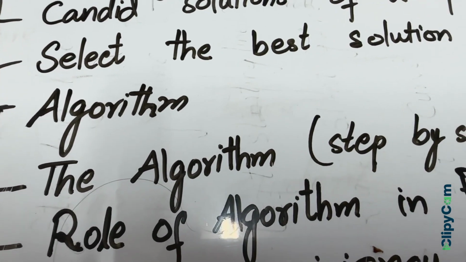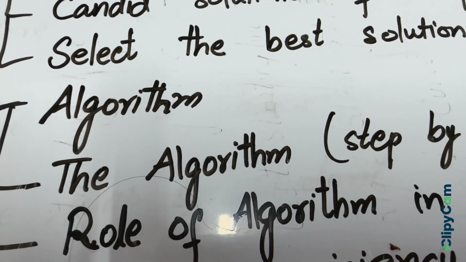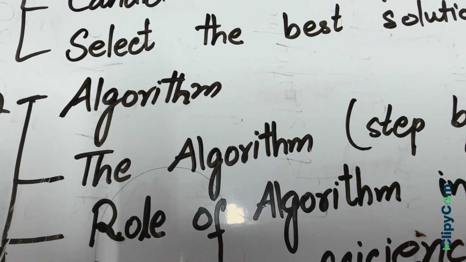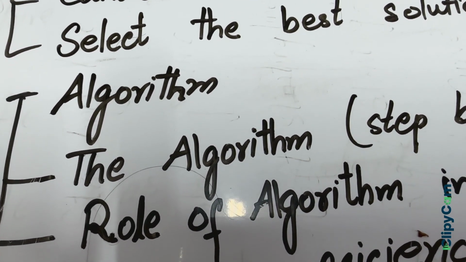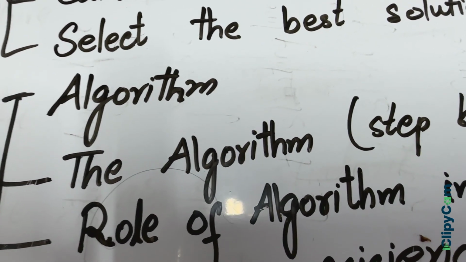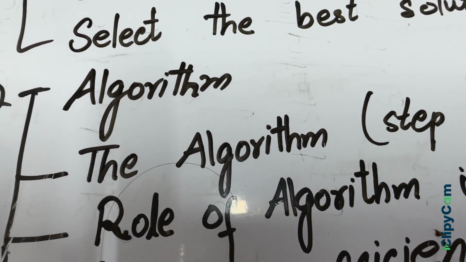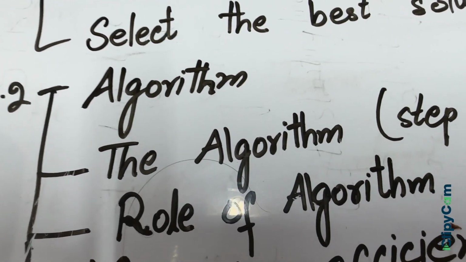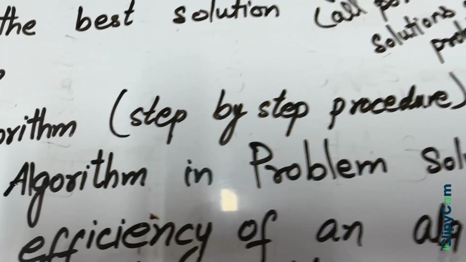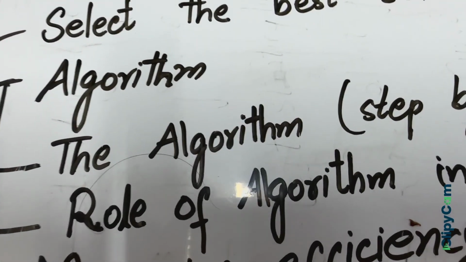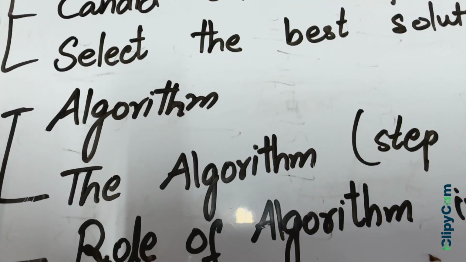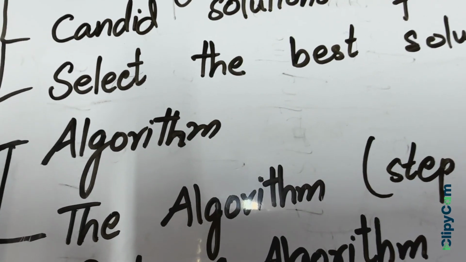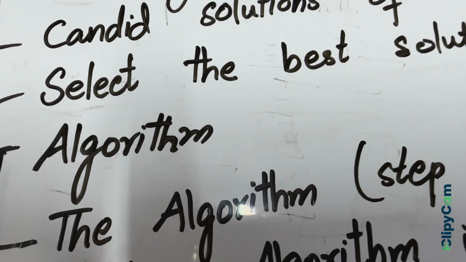After selecting the one solution, right, from 10 or 20, if you give this problem to 20 people or 10 people, you must select the best solution of them, right? After selecting the one, you are going to write the algorithm. Algorithm is the step-by-step procedure to write a program. Now after selecting the solution, you are going to write the algorithm into steps.